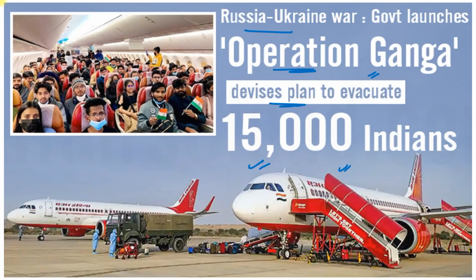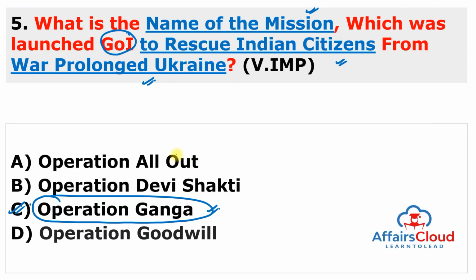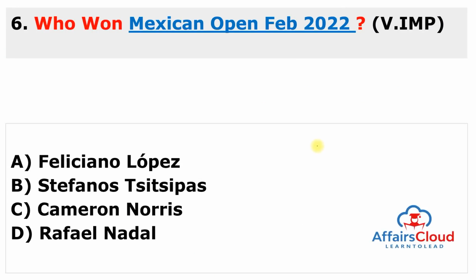So remember, we are talking about the war between Russia and Ukraine. And what is the capital of Ukraine? It is Kyiv. I think all the students now know this, Kyiv, and President is Volodymyr Zelensky. Moving to next question.